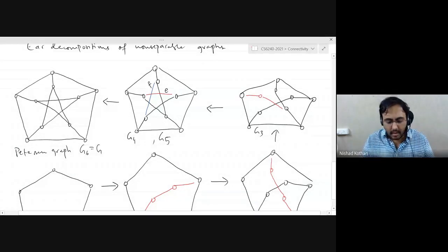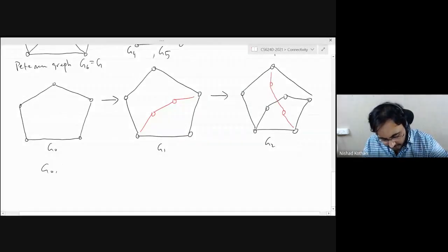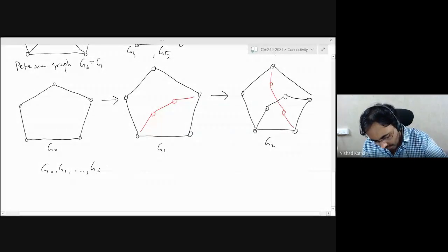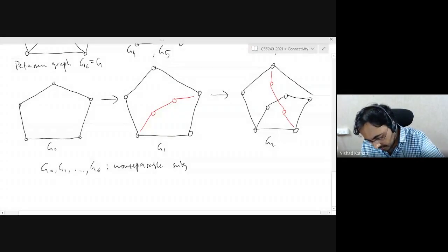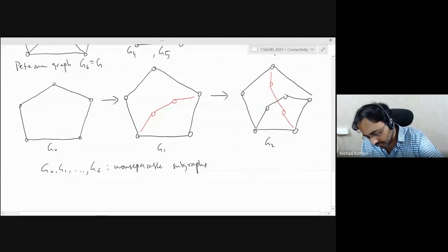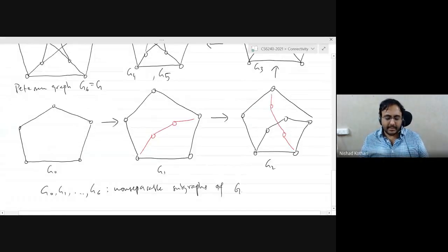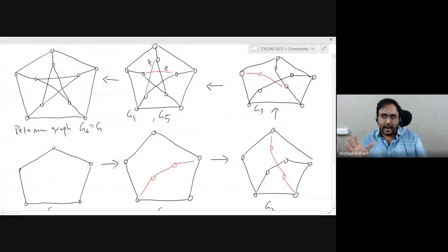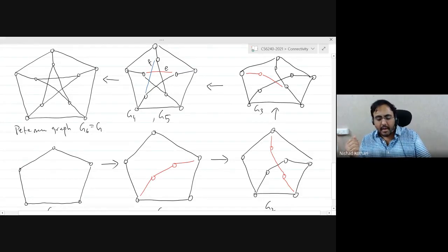The point here is that all of the graphs G0, G1 up to G6 are non-separable subgraphs of the graph G. And in this sense, we were able to generate the Petersen graph from the simplest non-separable graph, which is a cycle. And at each stage, we were able to maintain the property that the subgraph we have is a non-separable subgraph of the Petersen graph. Okay?